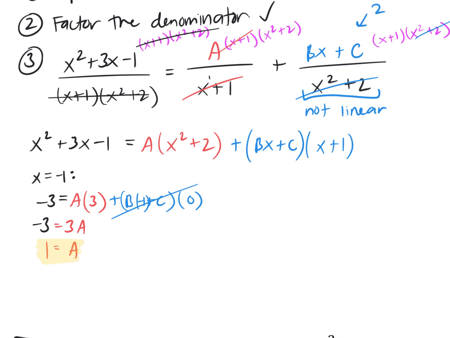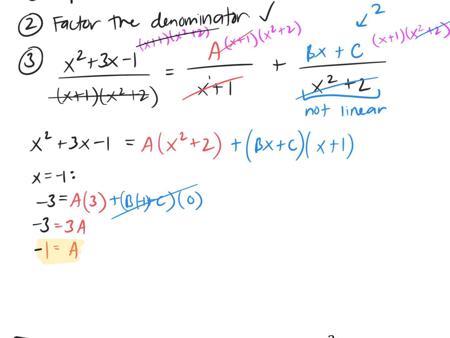Totally would be. It would be -1. Thank you. So I know my a value. I still need to find my b and my c value. What is maybe another option we could choose to plug in to get rid of either b or c?